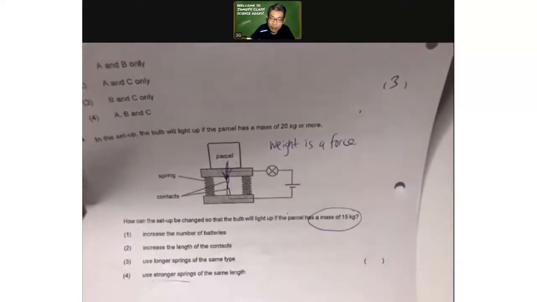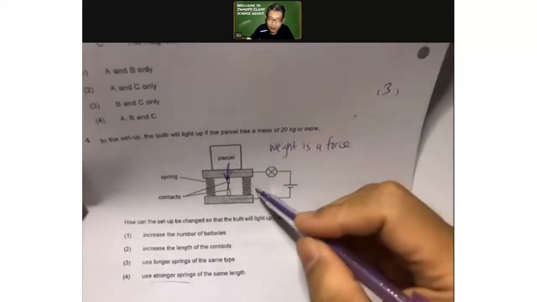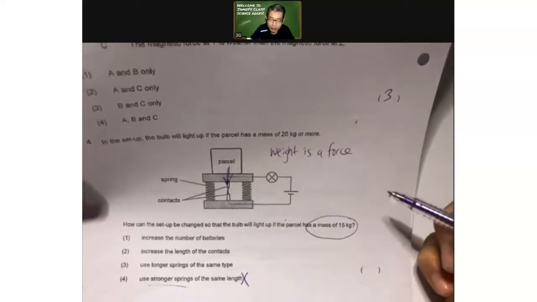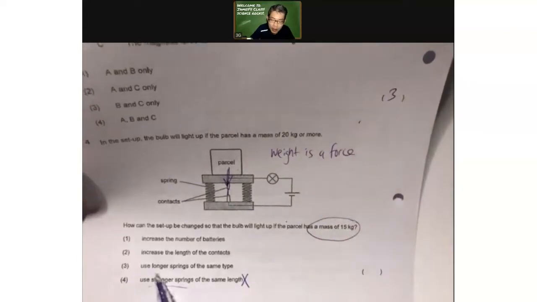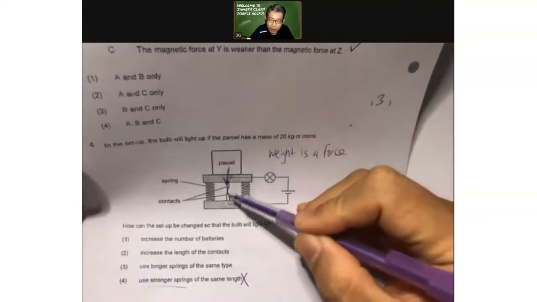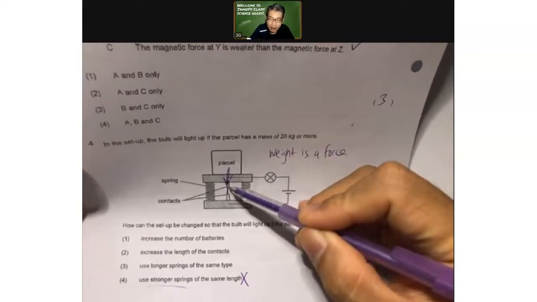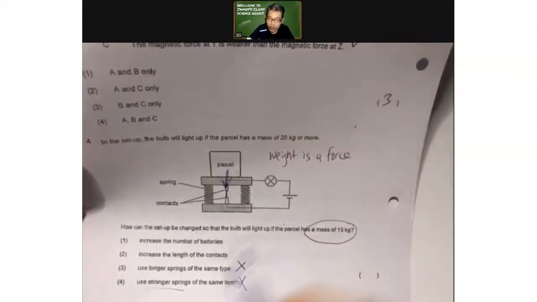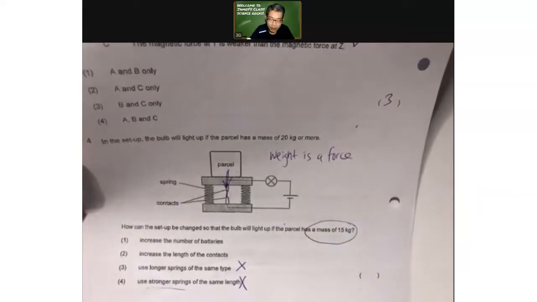This is the direct opposite of what I just said. I want a more flexible spring, a weaker spring. I know this is wrong. A longer spring of the same type will increase the distance between these two contacts, making it even harder for them to touch each other. Definitely longer springs will be wrong. Shorter springs will be correct, but not longer.